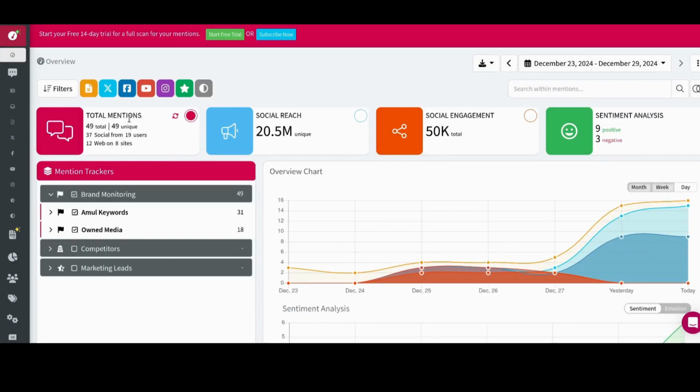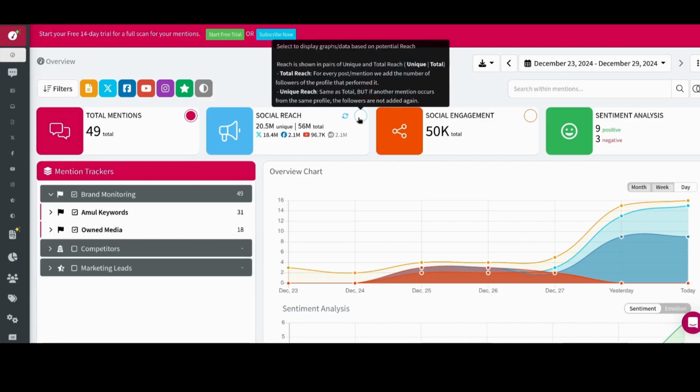So over here we have total mentions. For Amul we have a total of 49 mentions, which are unique on different platforms over the past week. This comes from 12 websites and on different platforms. Next is our social reach. The social reach can be of two types. Over here it's shown in pairs. The first is the total reach. For every post mentioned, we add the number of followers of the profile. And then the second is the unique reach, same as the total, but if another mention occurs from the same profile, the followers are not added again.